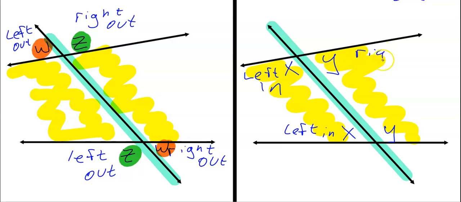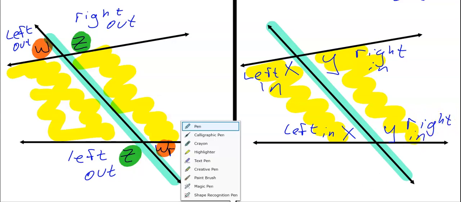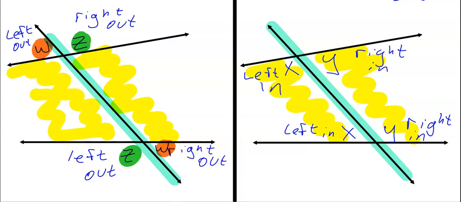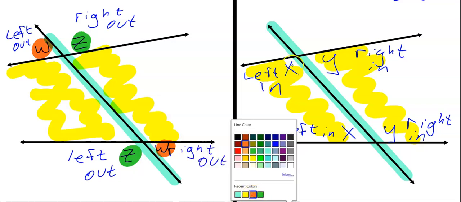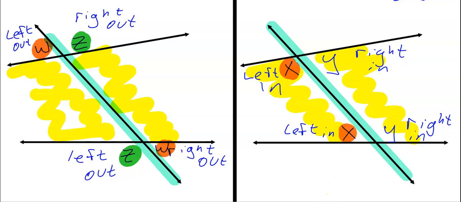Y is on the right, inside. Y is on the right, inside. And if we want to, let's do a little coloring on here, because coloring is always fun. So I got orange and orange, and then over here we can do green and green. So the colors go together right like that. Those are my consecutive interior angles.